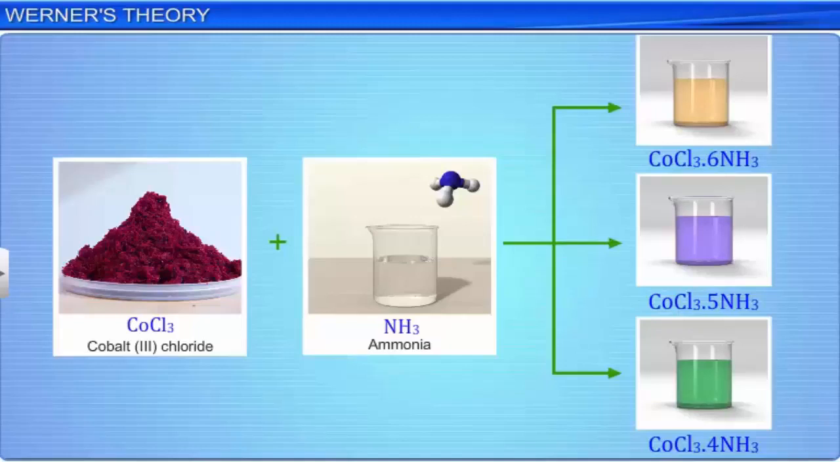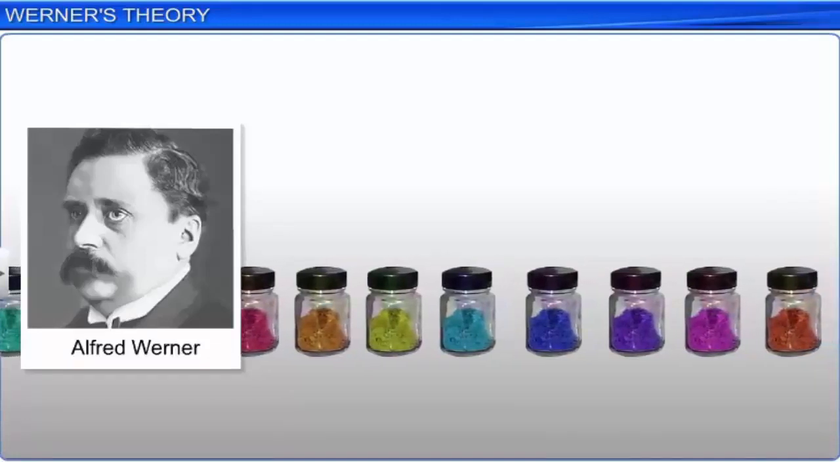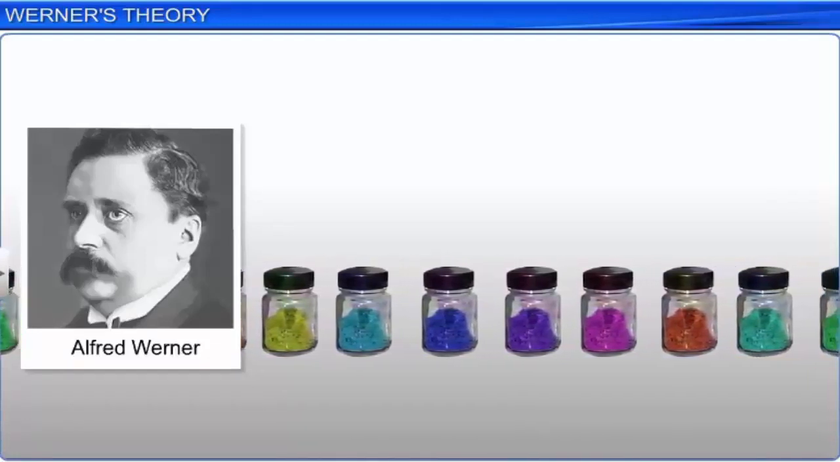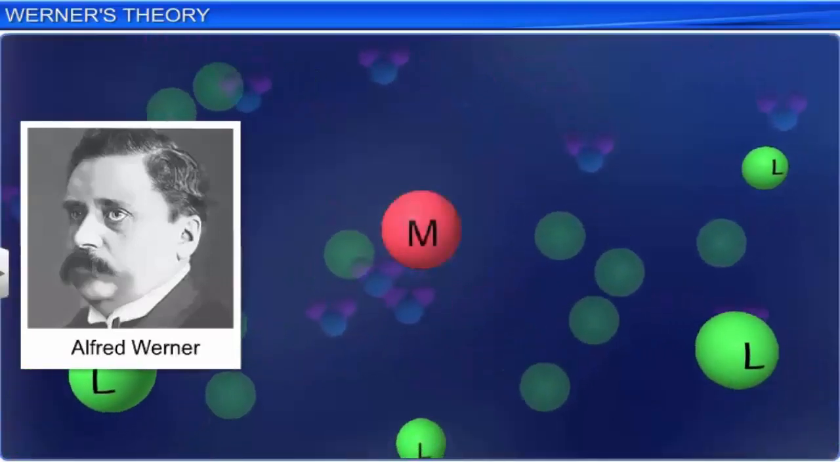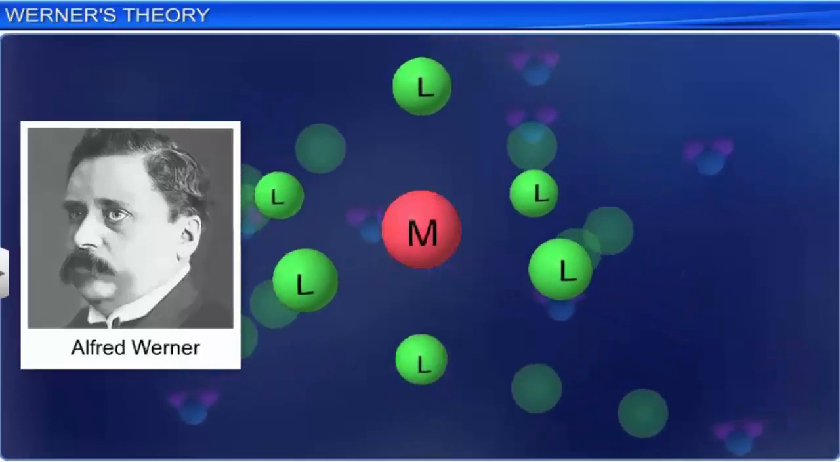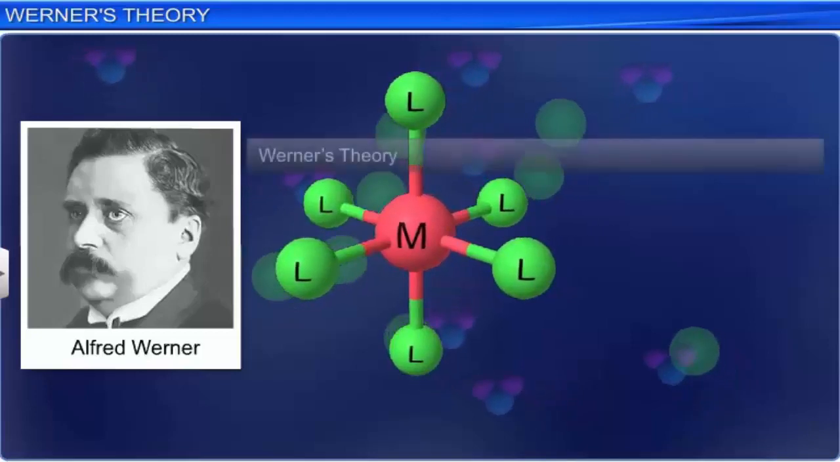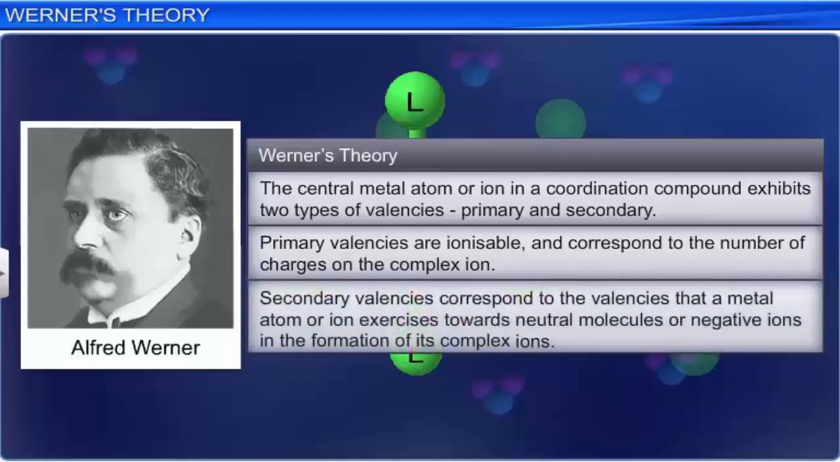Alfred Werner, a Swiss chemist, after preparing thousands of new compounds and studying their properties, put forward a theory to explain the formation of complex compounds. It was the first successful explanation for the phenomenon. The theory became famous as the coordination theory of complex compounds, which is also known as Werner's theory.